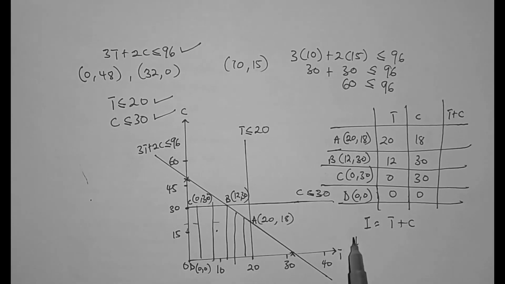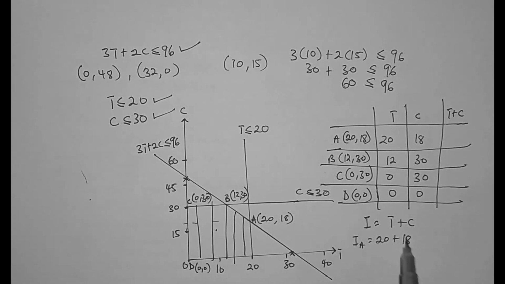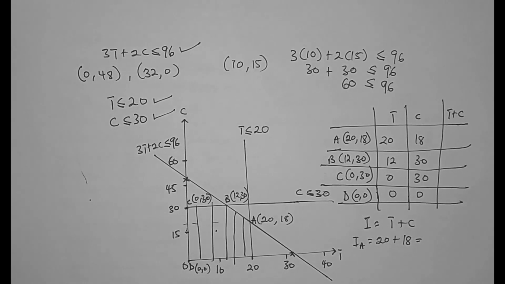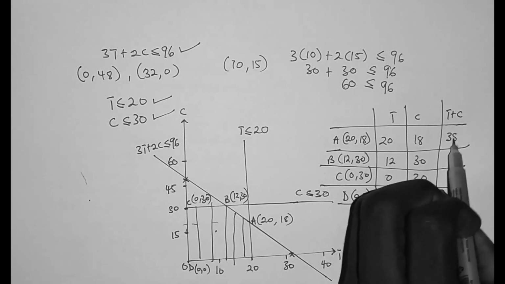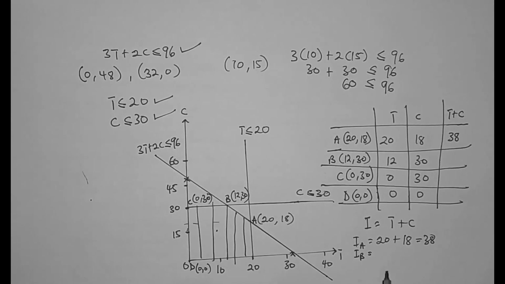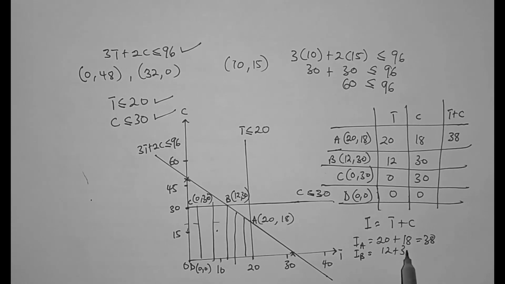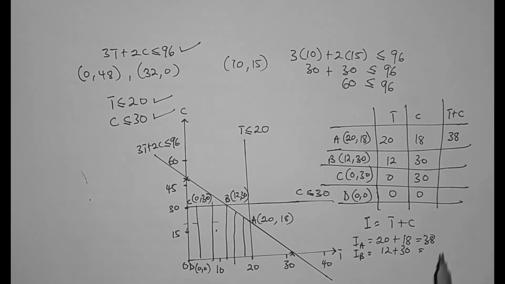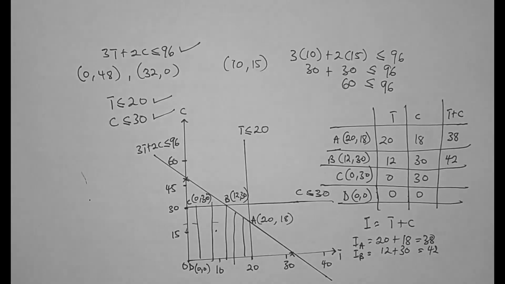So I of A is equal to 20 plus 18. And what is the value of 20 plus 18? That will give us 38. So this part is 38. Let's find I of B. I of B is 12 plus 30. 12 plus 30 will give 42. So this part is 42.